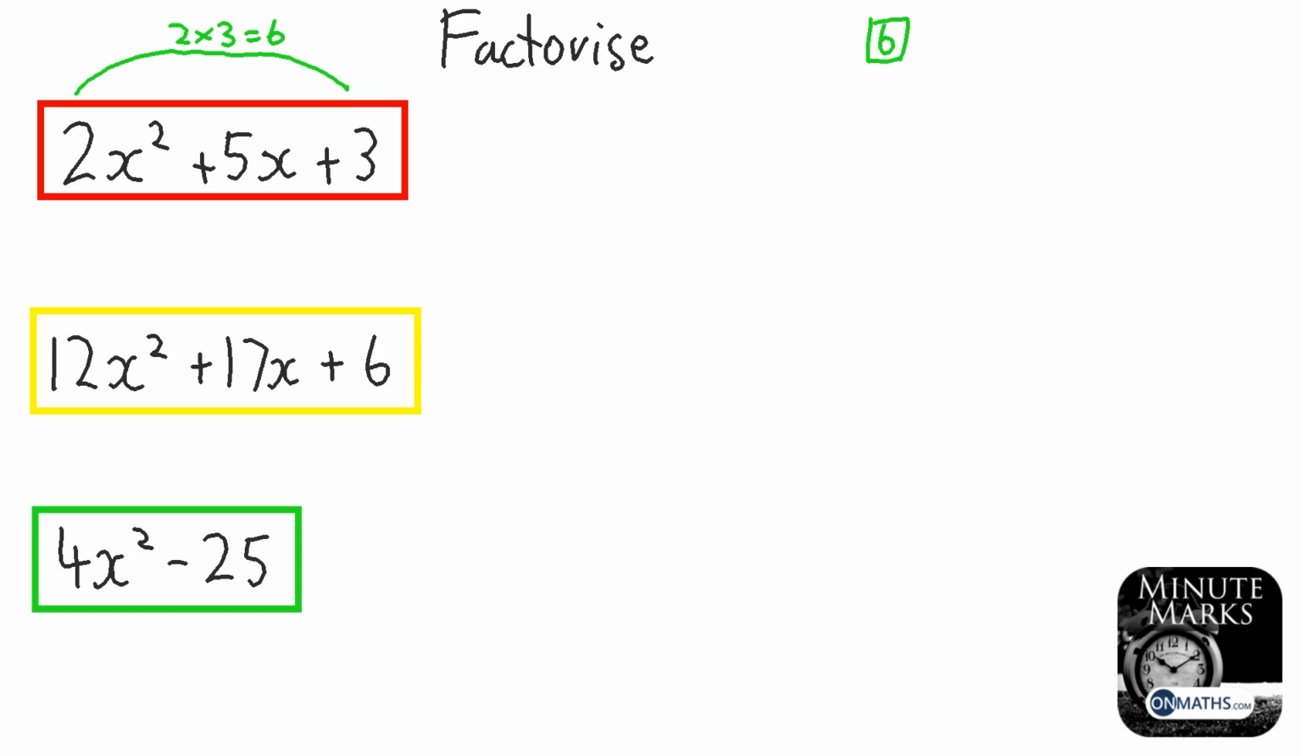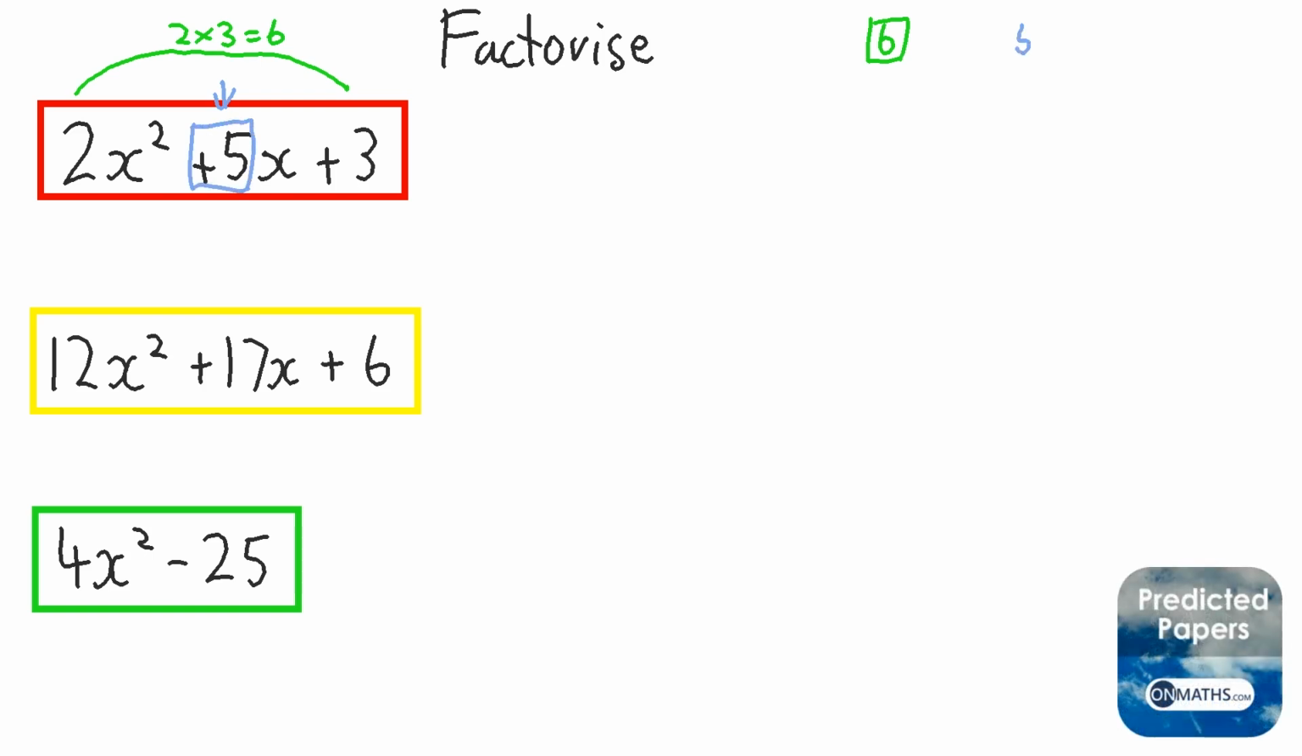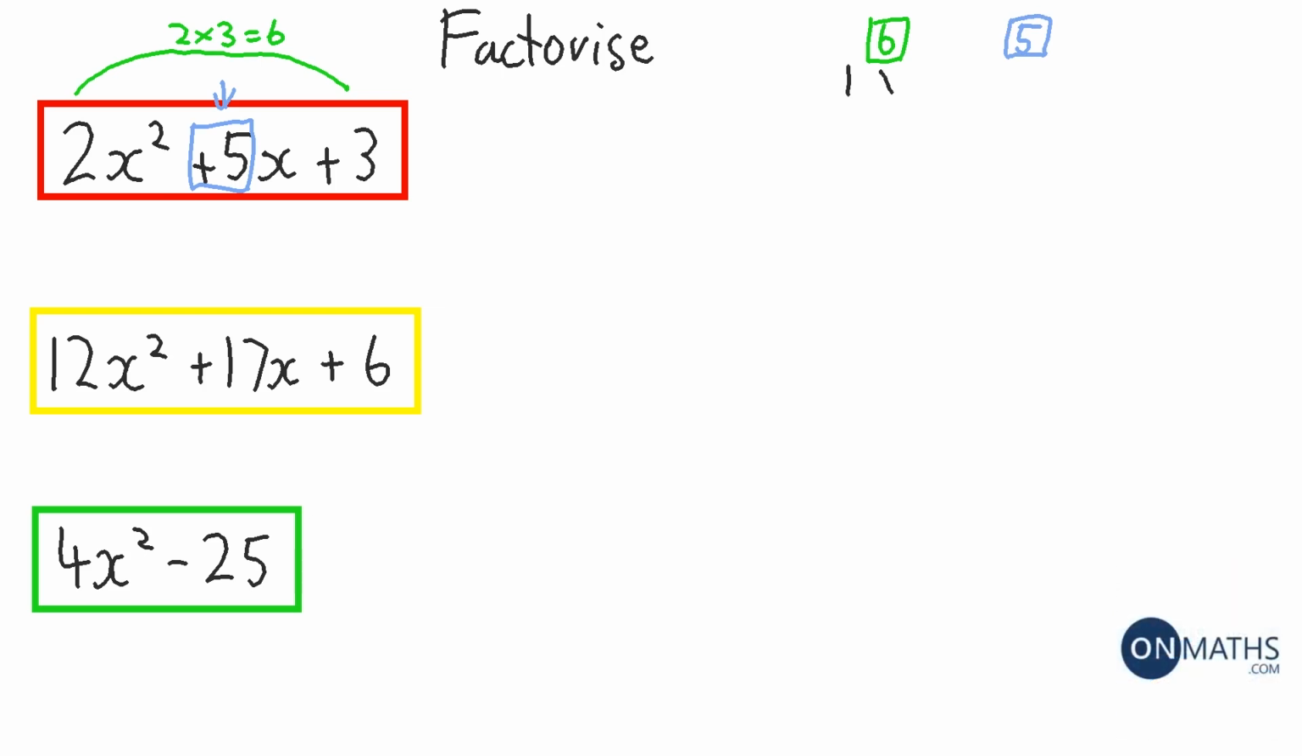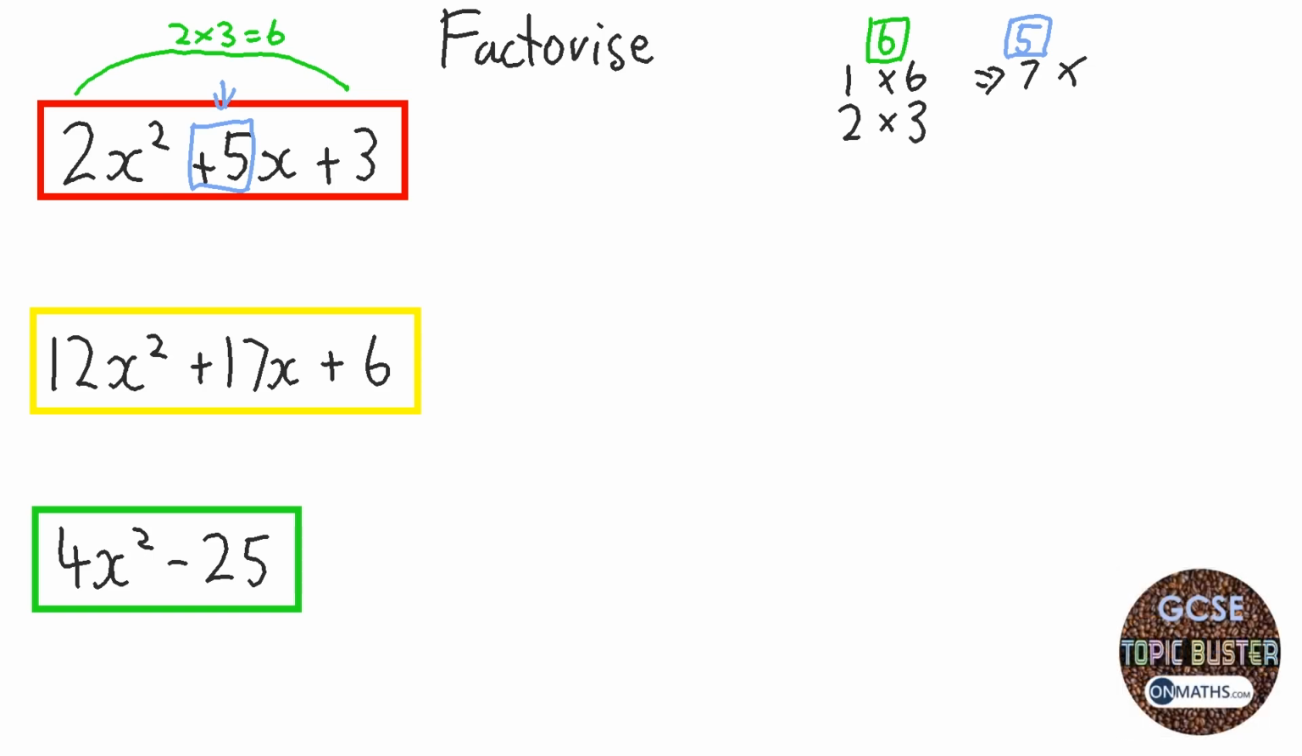Now the method also picks this number, the plus 5 there, and that's going to be the target sum. Okay, now I start writing my list. So 1 times 6 is 6, but they add together to make 7, so not that one. And 2 times 3 is 6, and they add together to make 5, so that's the right one.